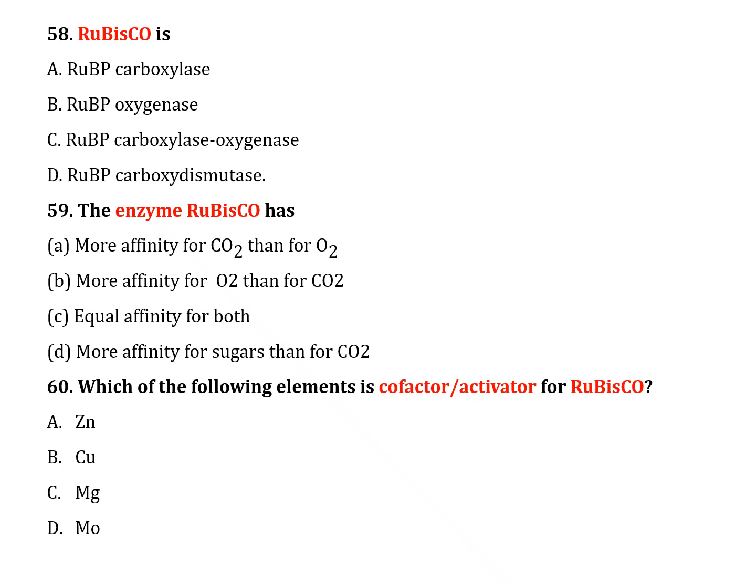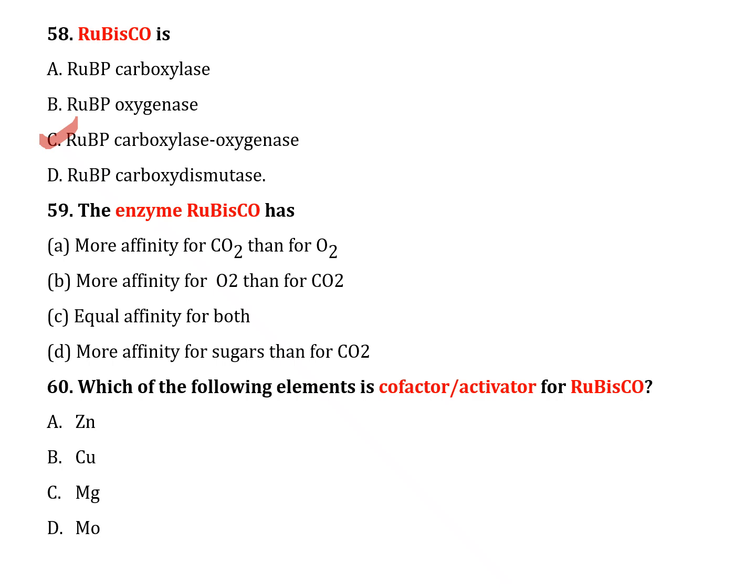The next question, number 58. Rubisco is option A RuBP carboxylase, option B RuBP oxygenase, option C RuBP carboxylase oxygenase, option D RuBP carboxy dismutase. The correct answer is option C RuBP carboxylase oxygenase.